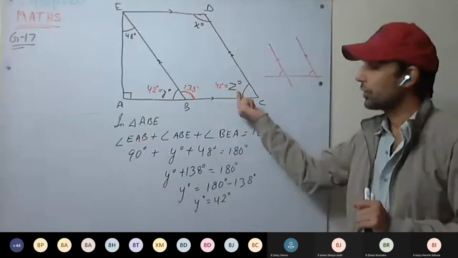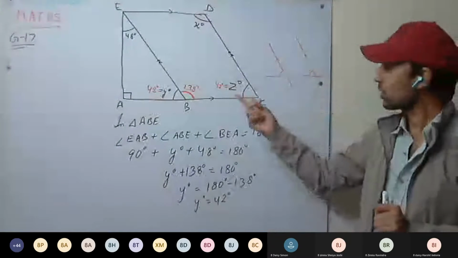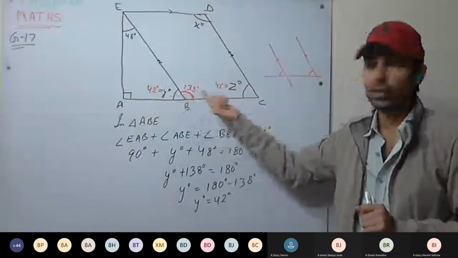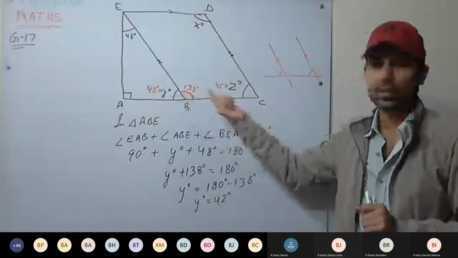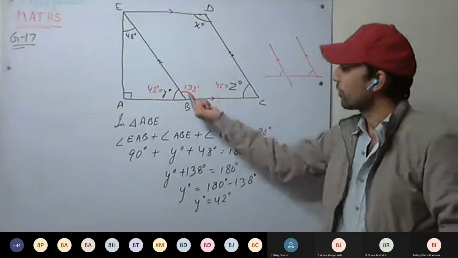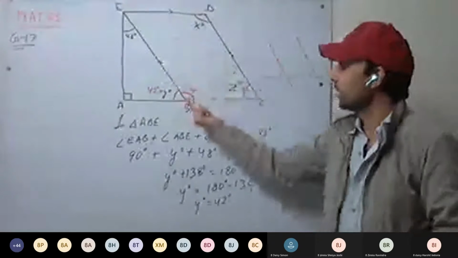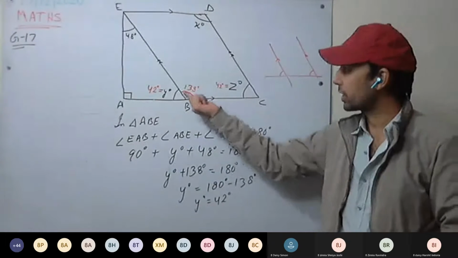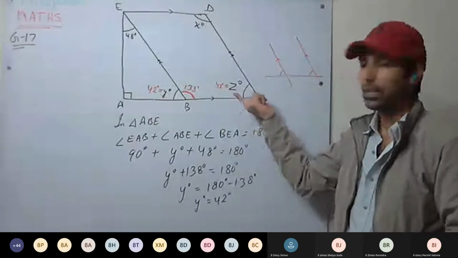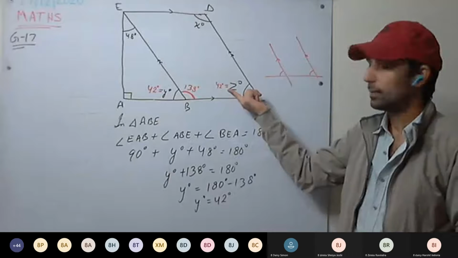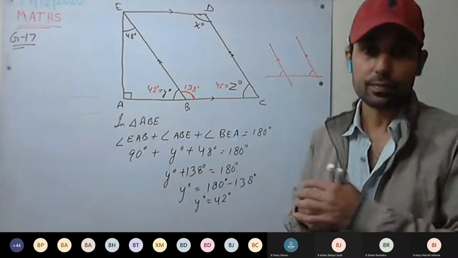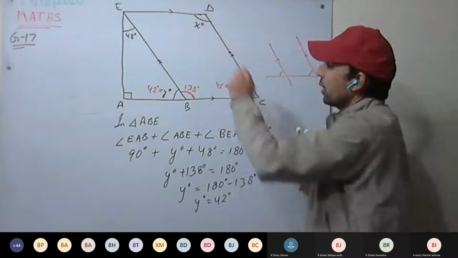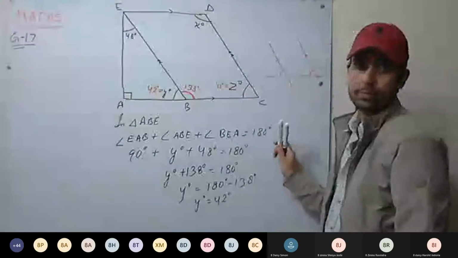Now see here, z we can calculate by using two methods. First method we already discussed, that is, they are corresponding angles. And the second one, we can calculate this angle EBC. Angle on the line is 180 degrees. So this will be 138 degree, and z we can calculate then. Okay. Now we have to calculate x degree. How to calculate x degree?